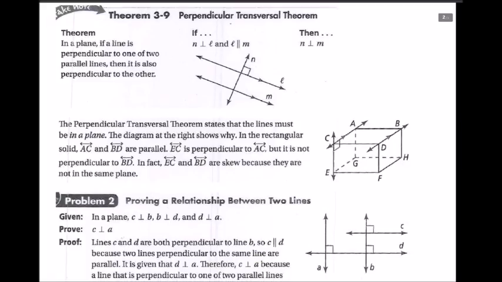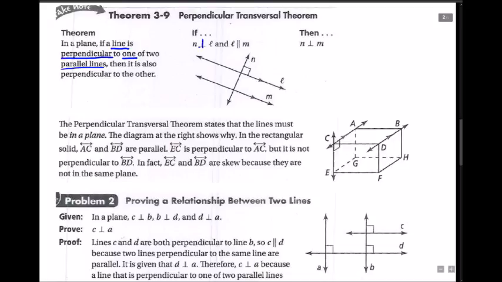This one has a name. We like it when they have names. This is the perpendicular transversal theorem. Words that we've seen before. We're going to be perpendicular to a transversal. I like it. So in a plane, if a line is perpendicular to one of two parallel lines, so let's look at what is happening here.